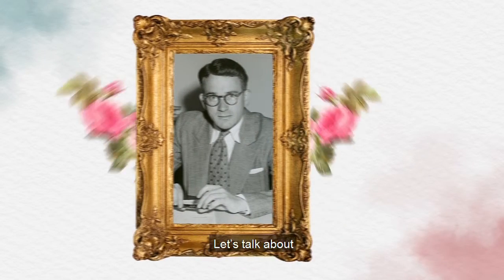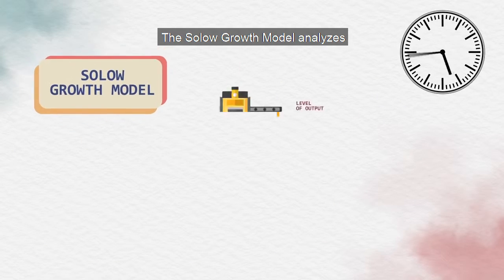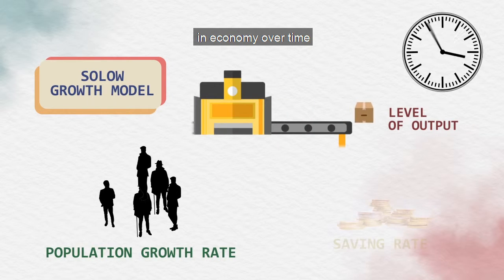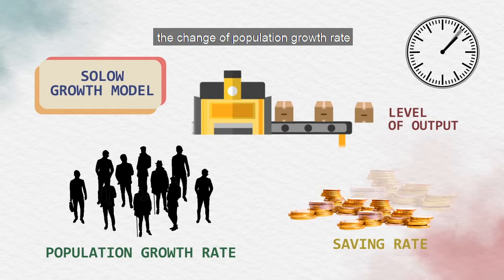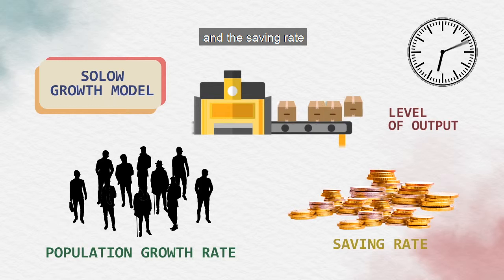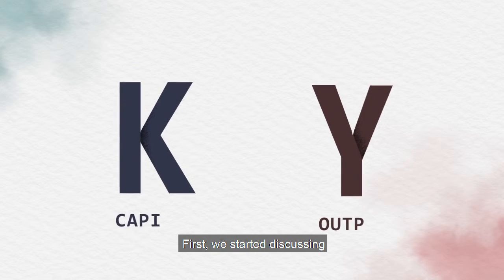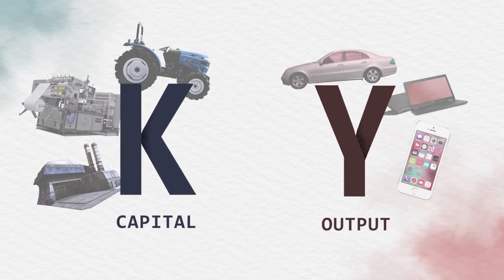Let's talk about the Solow growth model. The Solow growth model analyzes the change in the level of output in an economy over time, which results from changes in the population growth rate and the saving rate. First, we're going to start by discussing the relationship between capital and output.